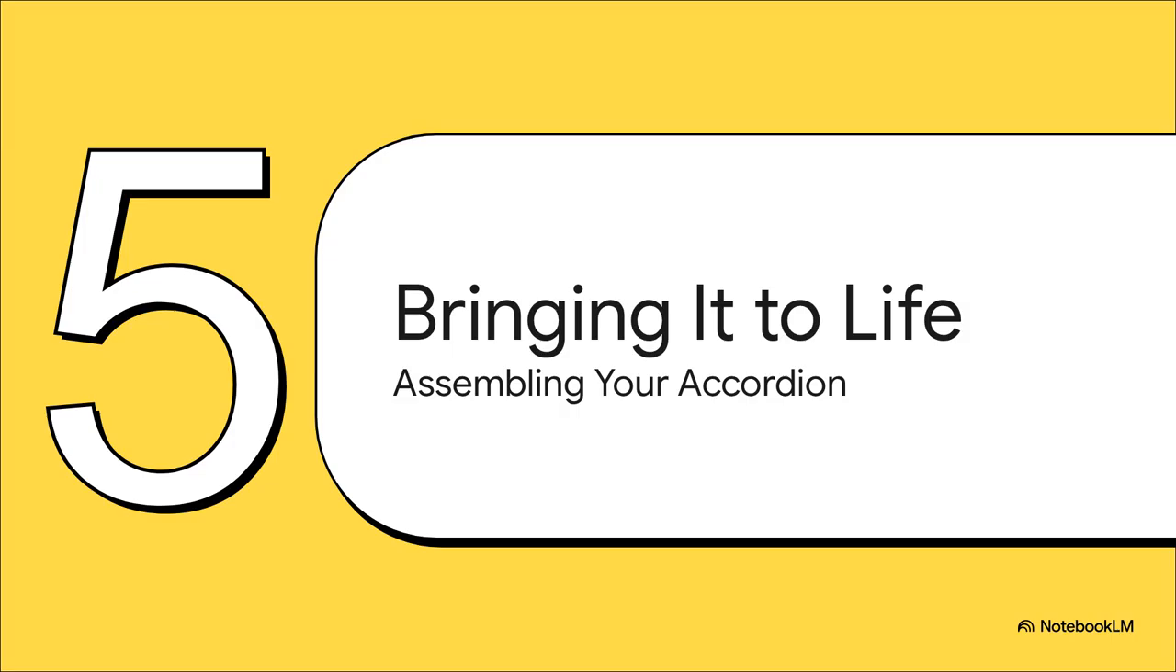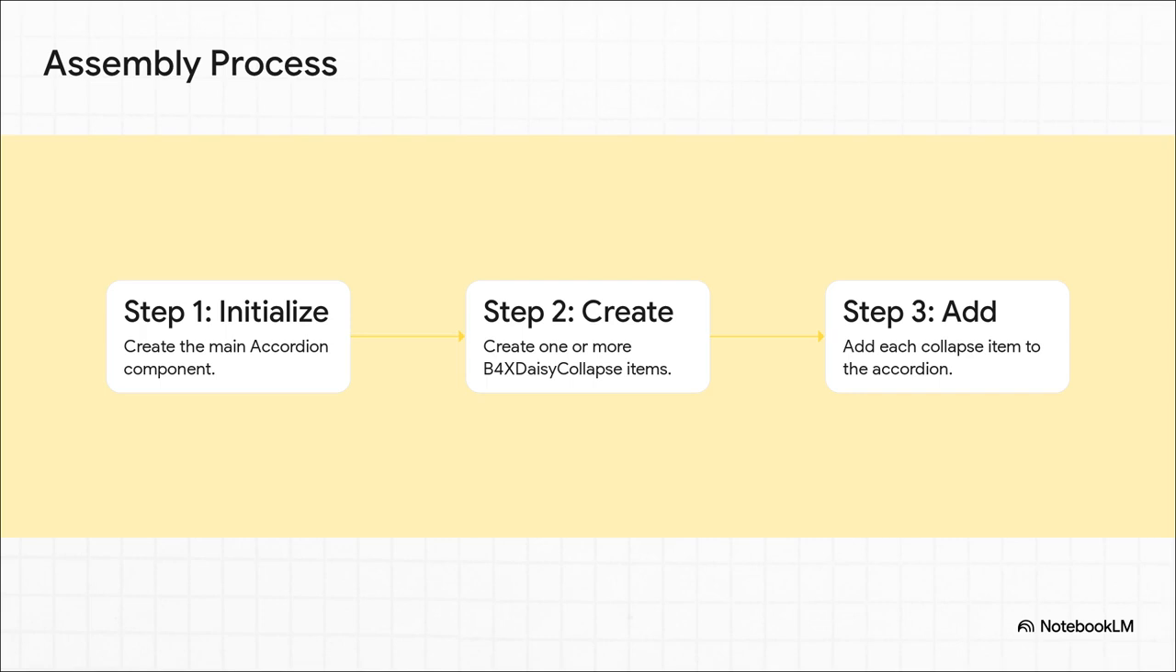Okay, we know how to make it behave, we know how to make it look good. Now let's bring it to life. How do we actually assemble one of these accordions in our application? It really just boils down to these 3 simple steps. First, you initialize the main accordion component. Second, you create all your individual collapse items. And third, you just add those items to the accordion. That's it. The component handles all the complicated layout work from there.